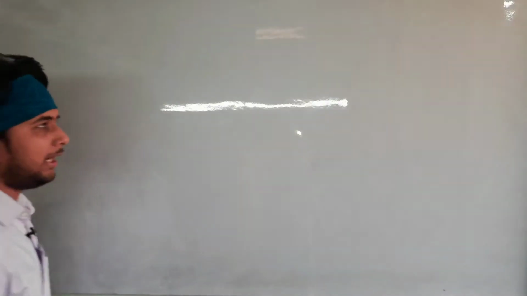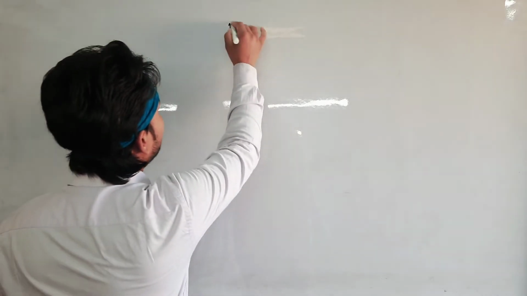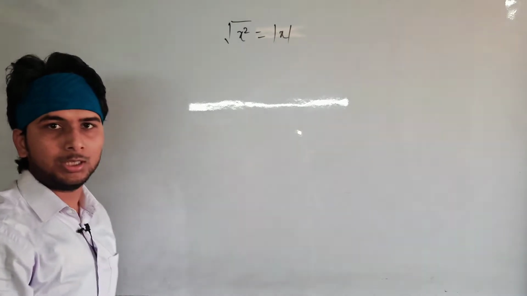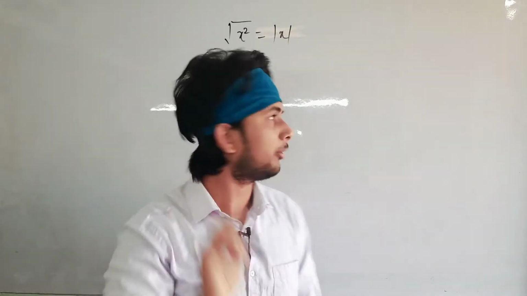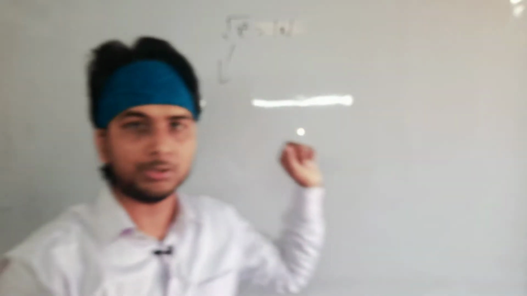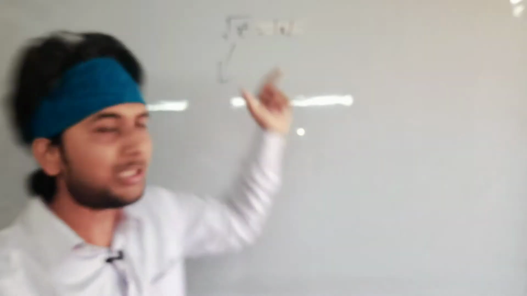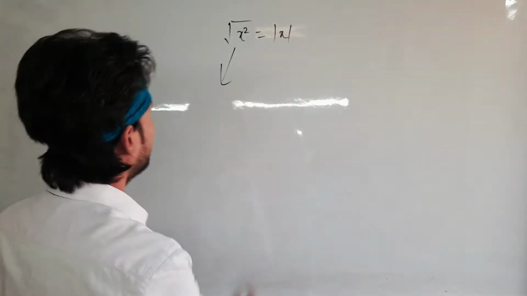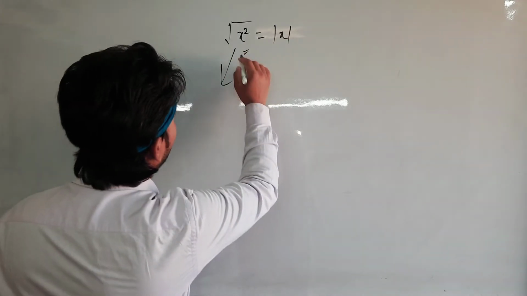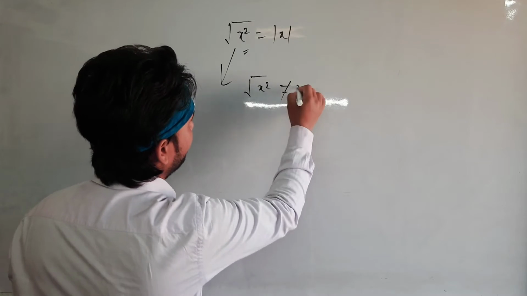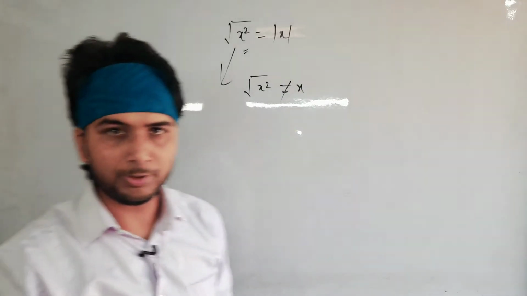I have told you that under root of x square equals mod of x. Why did I tell you that under root of x square equals mod of x? Because a square root is always positive. It means a square root is always positive, so under root of x square cannot be equal to x.